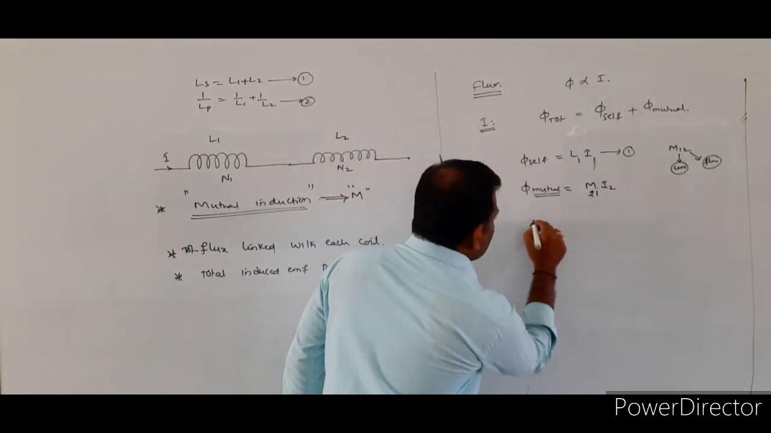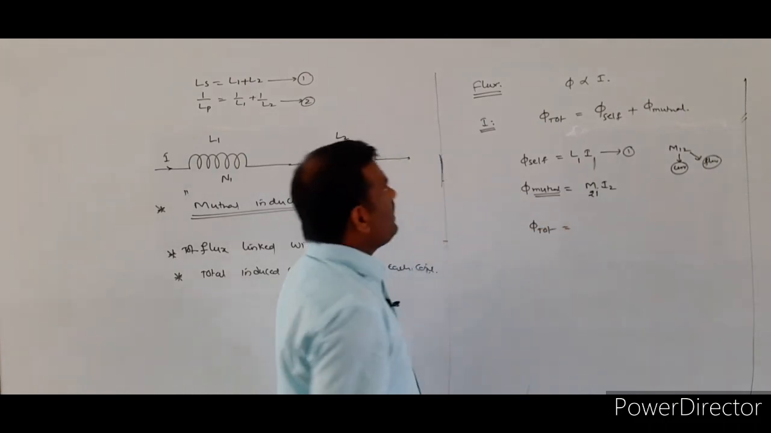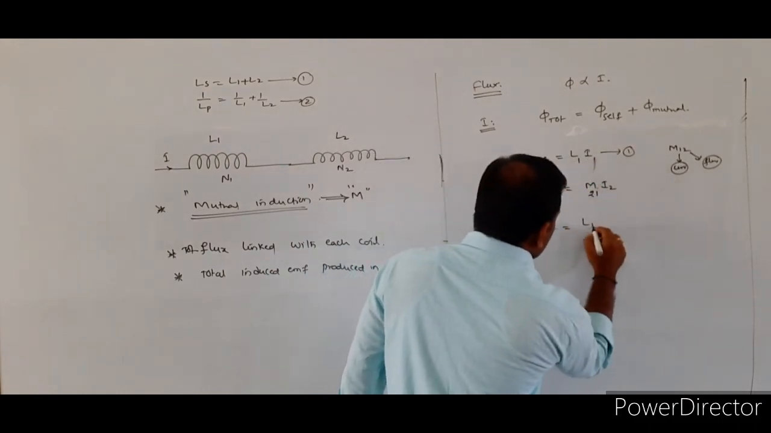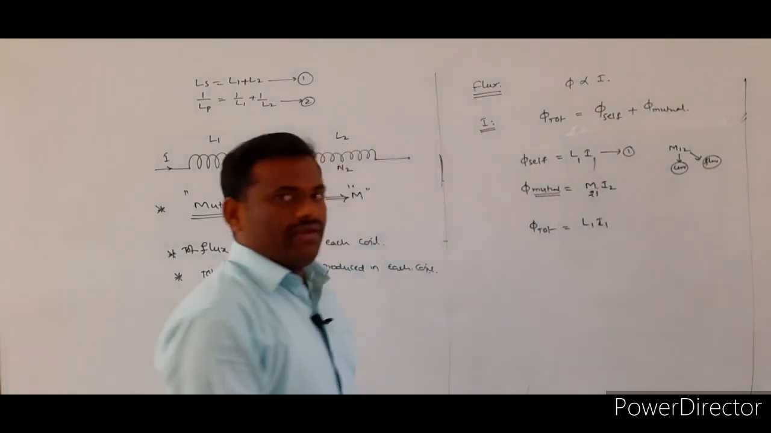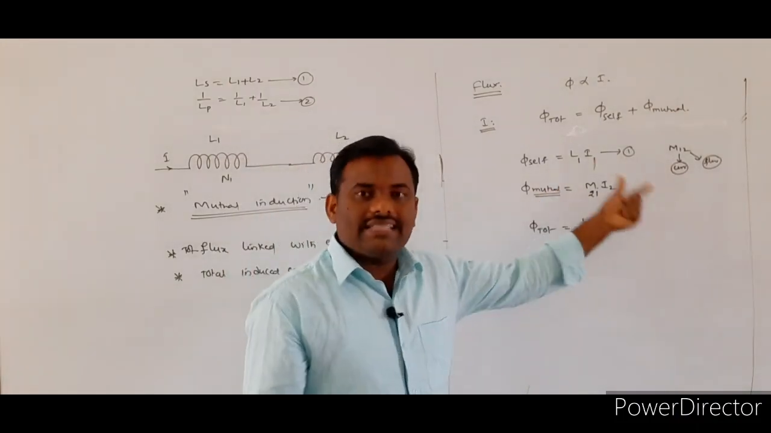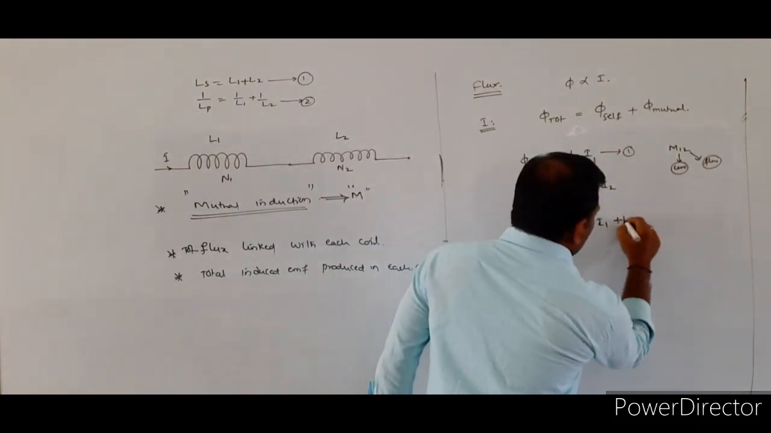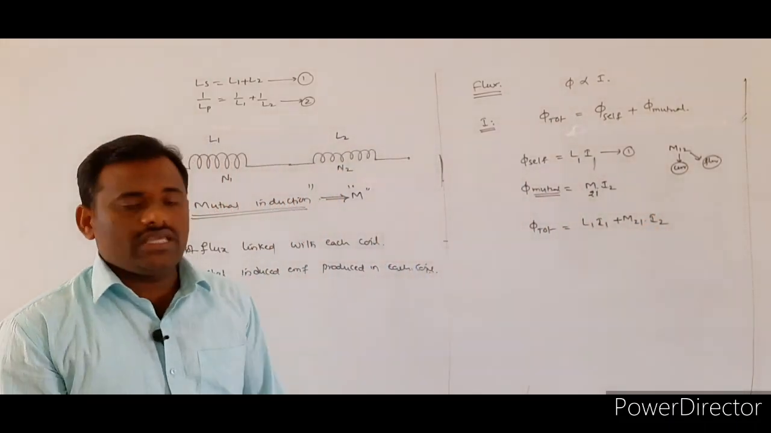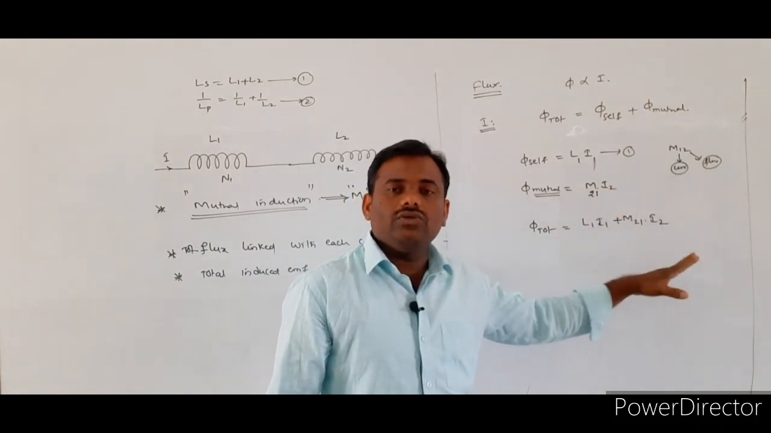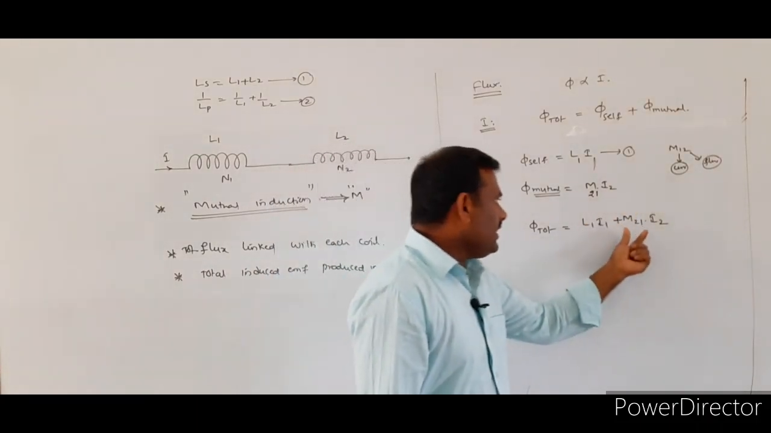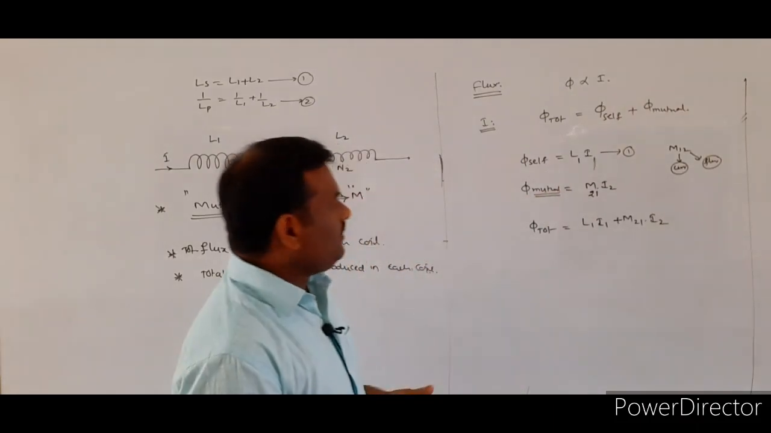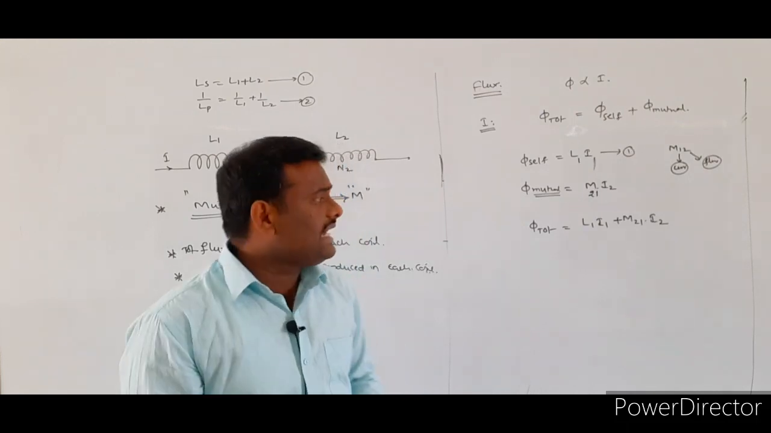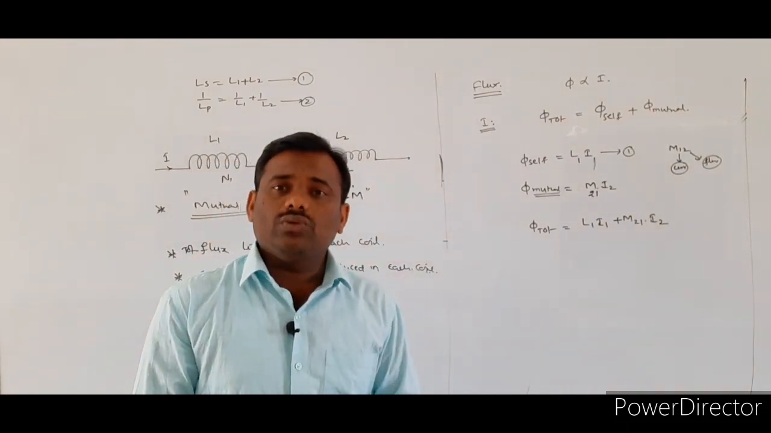Therefore, the total magnetic flux produced in the first coil is equal to the flux due to the self-induction, L1 I1, plus the flux due to the second coil, which is M21 I2. The flux due to self-induction is L1 I1, and the flux due to the second coil is M21 I2. And once again we know that the flux is directly proportional to the current passing through the given circuit.